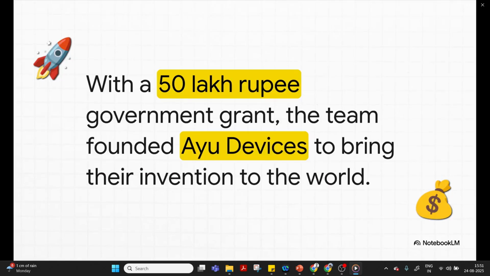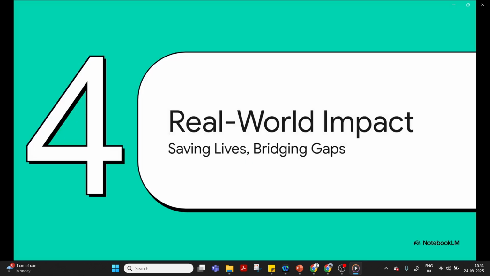So with a solid prototype in hand and a clear vision, they managed to get a highly competitive government grant of 50 lakh rupees. That was the catalyst they needed. This funding allowed them to officially create their company, IU Devices, and start thinking about making these things at scale. All right, so they built it, but did it actually make a difference?